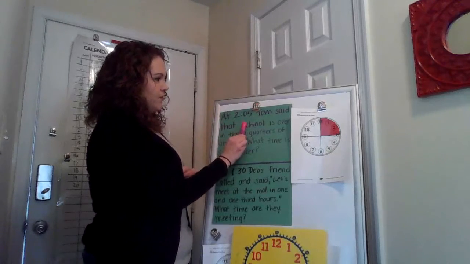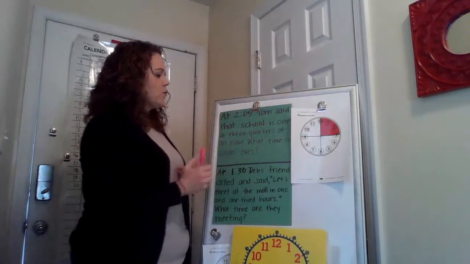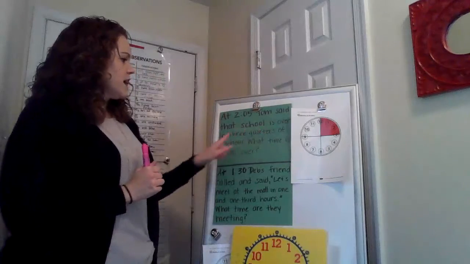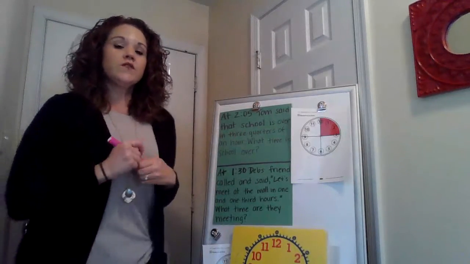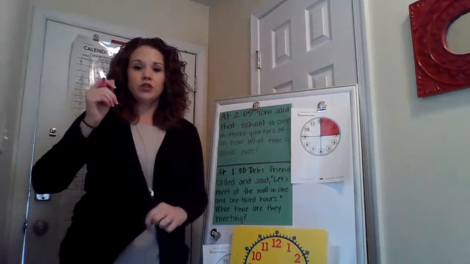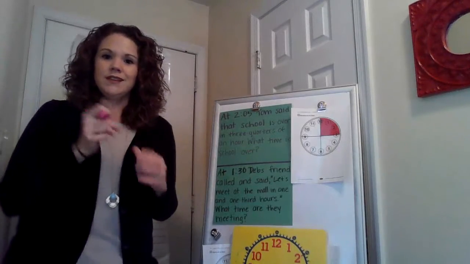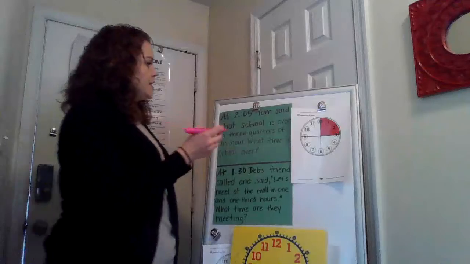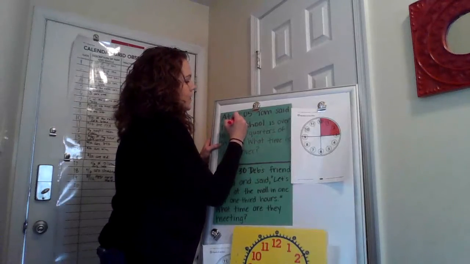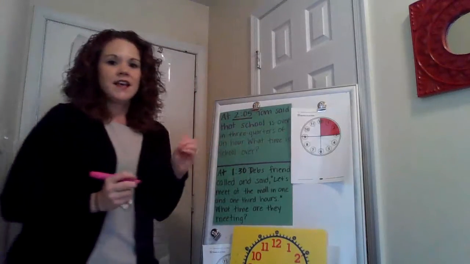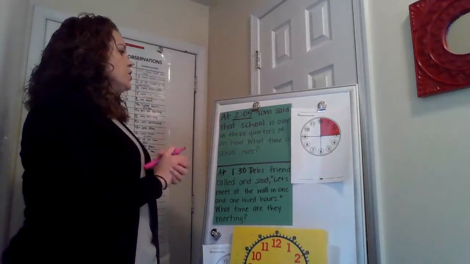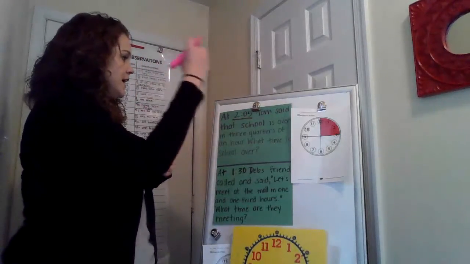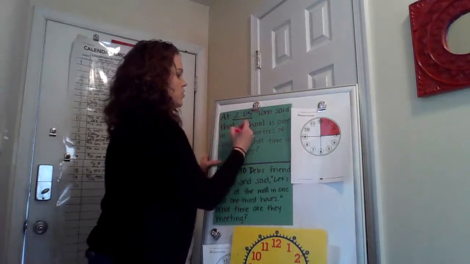At 2:05, Tom said that school is over in 3/4 of an hour. What time is school over? So the first thing that I'm going to do, which I'm sure your teachers tell you to do, is to get your highlighter out and to underline or circle or highlight things that are important. So 2:05, school is over in 3/4 of an hour.